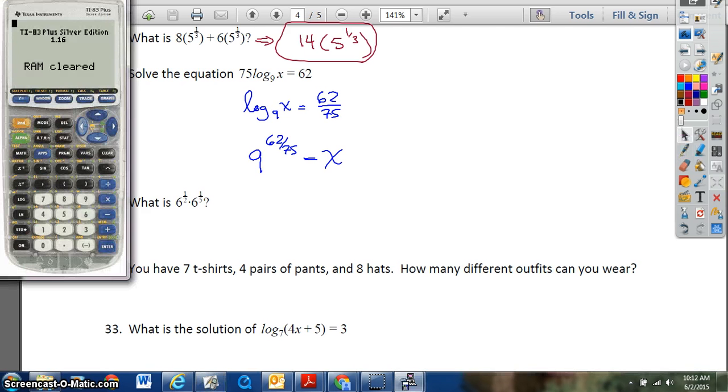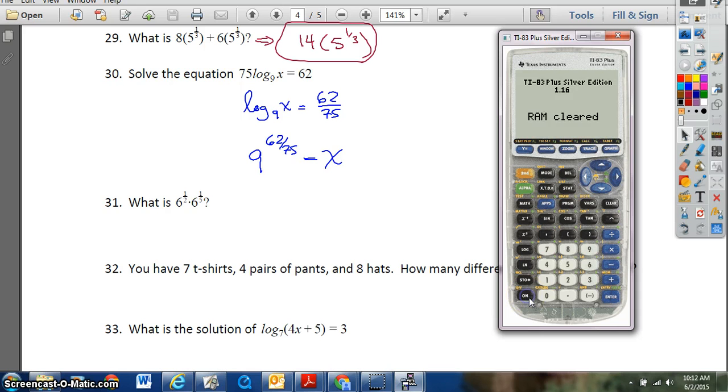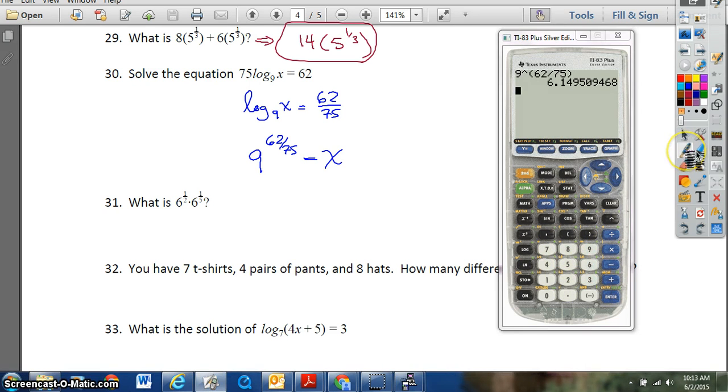Okay, so here's my calculator. What I'm going to do is type in 9 to the 62 divided by 75. So we're looking for an x value of 6.149509468. Right? Where do we go next?